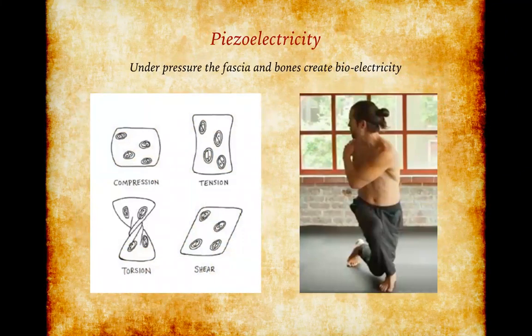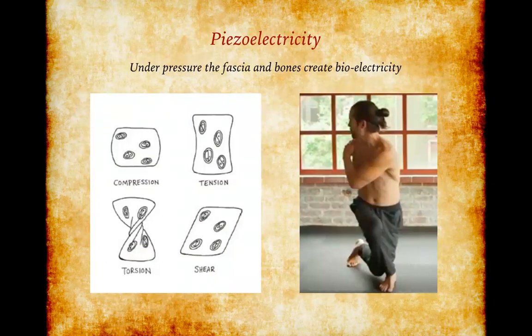So piezoelectricity, we'll dive deeper into it for a moment. Under pressure, the fascia and the bones create bioelectricity. So piezo means pressure. And now, pressure can be done in a number of ways. If you look to the left, you see it can be compression. This is actually the picture of a sponge. And if you were to try to get the water out of a sponge, what are the ways you can do that? You can compress it, right?